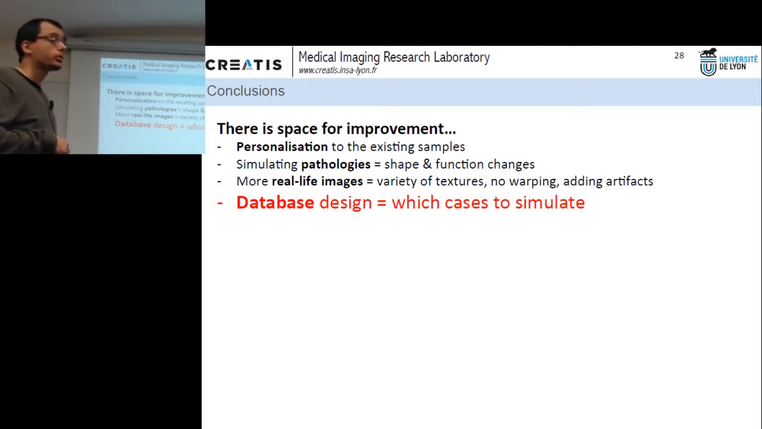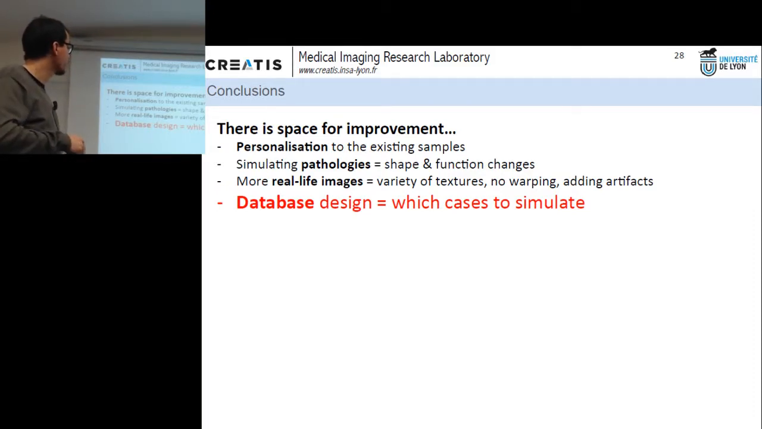So just to conclude, I don't know if I'm too fast or not, but we can have a discussion afterwards. I think there's a lot of space for improvement. First, in the personalization of the models. For the synthetic models, there are still some challenges to fit to the real data. Simulating pathologies is obviously not realistic enough for the moment, but it's really encouraging on some pathologies. Going for more real-life images, I think, Olivier, you've talked about this. We'd like to get more variety of textures, adding artifacts, no warping, it's for the method I've shown here.